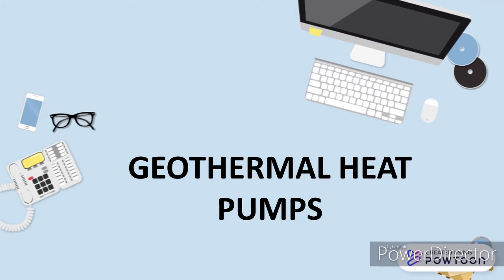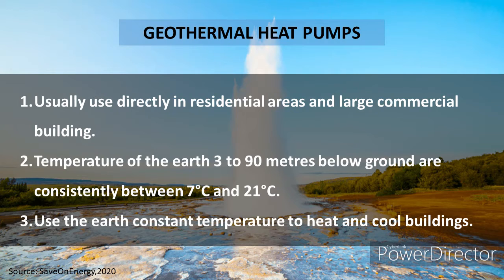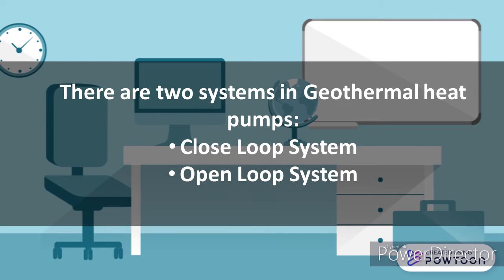Geothermal heat pumps. Geothermal heat pumps are usually used directly in residential areas and large commercial buildings. The temperature of the earth 3 to 90 meters below ground is consistently between 7 degrees Celsius and 21 degrees Celsius. A heat pump uses the earth's constant temperature to heat and cool buildings. There are 2 systems in a geothermal heat pump. It is a closed and open loop system.